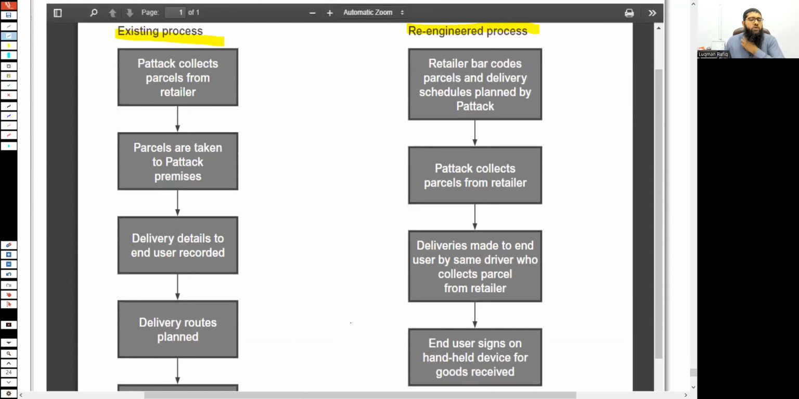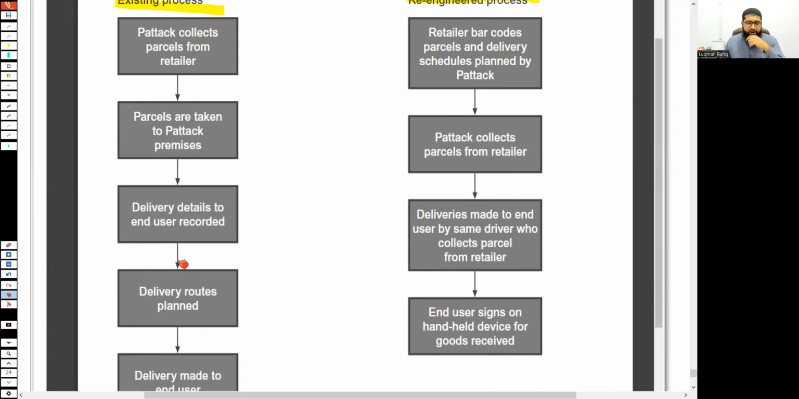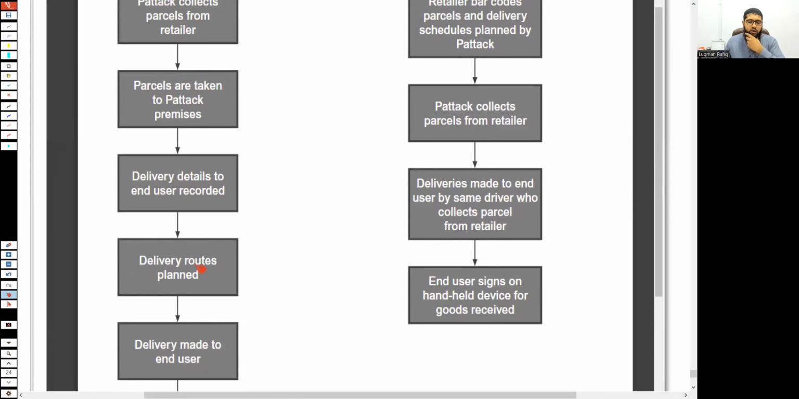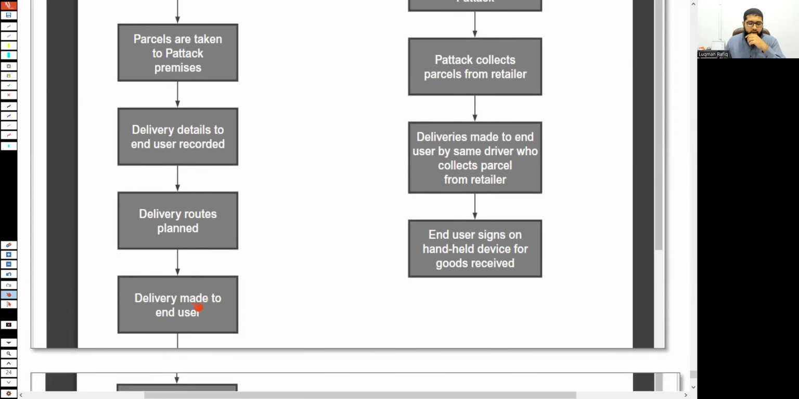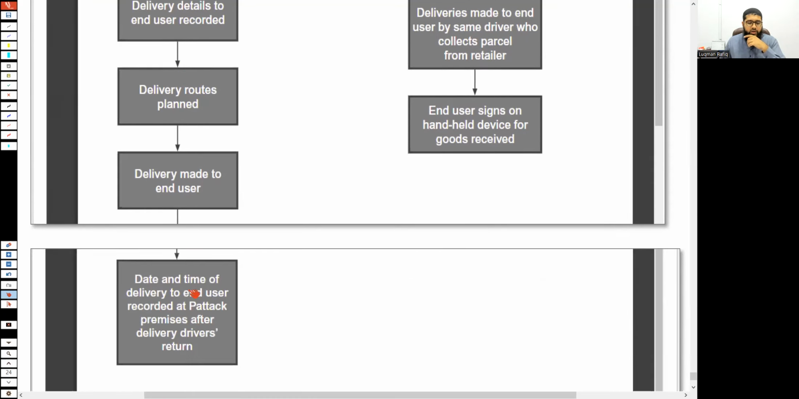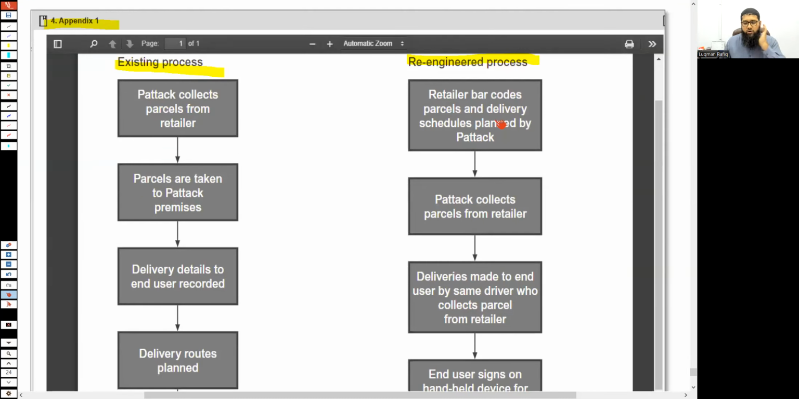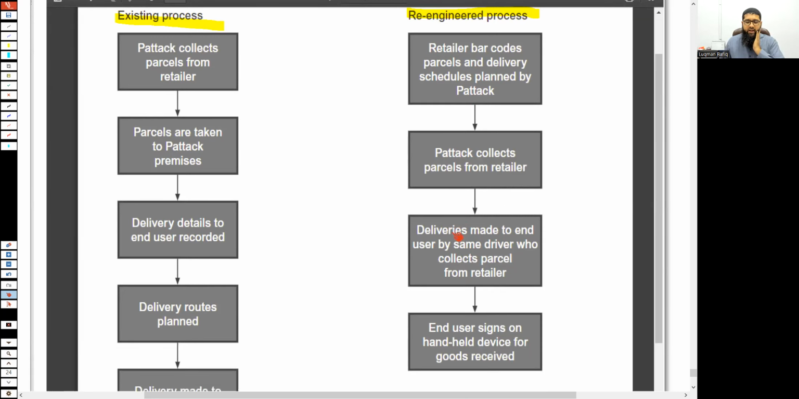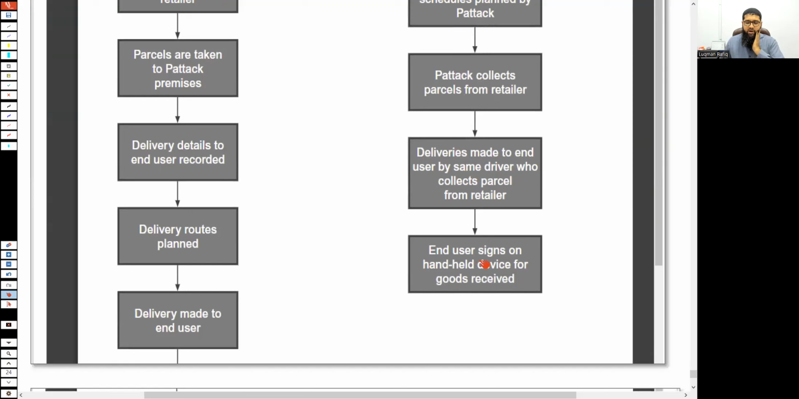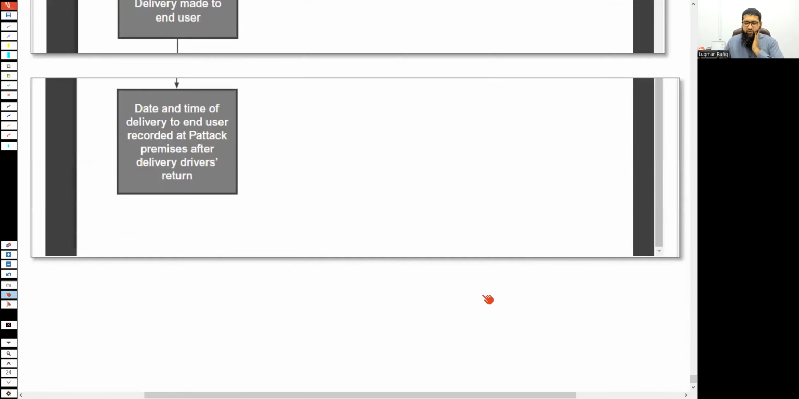Okay. So this is the existing process where the driver collects the parcel, brings it to Patek's premises, delivery details to the end user are recorded, delivery routes planned, delivery made to the end user, date and time recorded, and so on. In the new process, the retailer barcodes parcels and delivery schedules. Patek collects parcels from retailers, and deliveries are made to end users by the same driver. The end user signs on the handheld device for the goods received and so on and so forth.